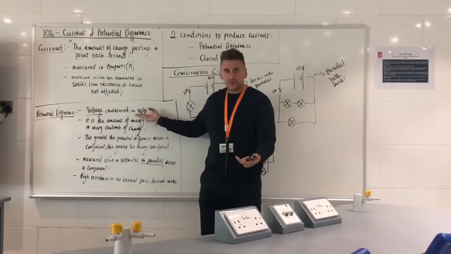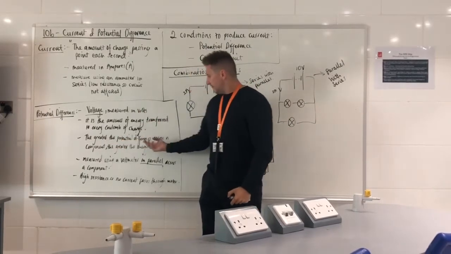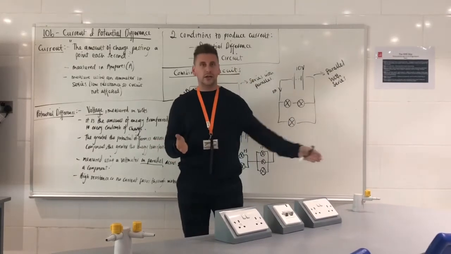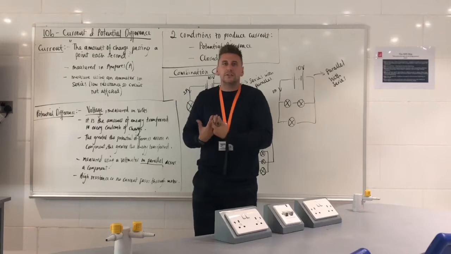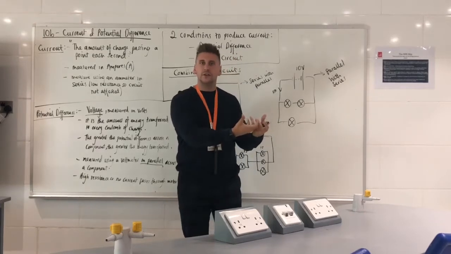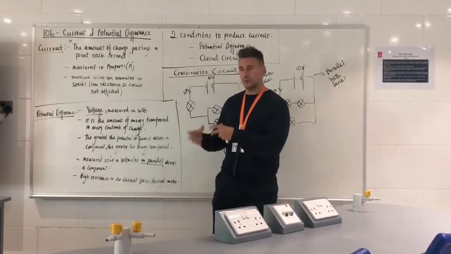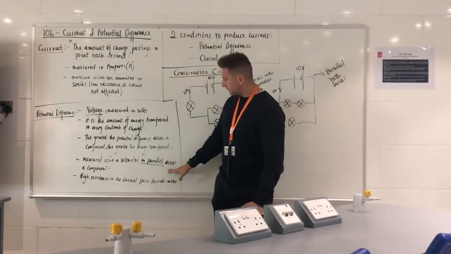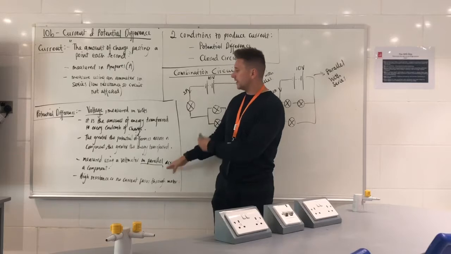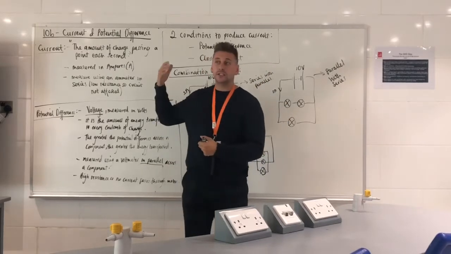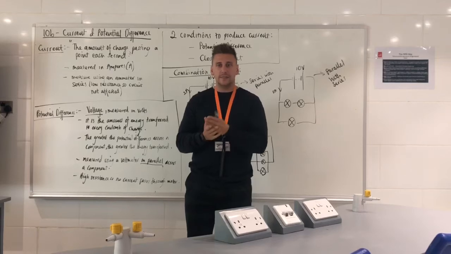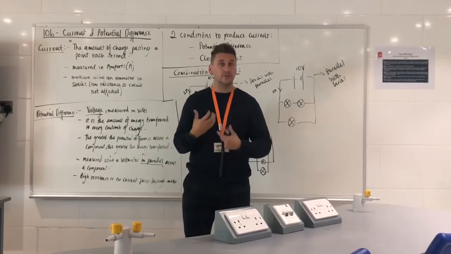It's measured in volts, which is nice and easy. The greater the potential difference across a component, the greater the energy transferred, because we've said potential difference is essentially a measure of energy transfer, but per charge as well, which we'll look at in the future. Measured using a voltmeter in parallel across a component. So it's the opposite of an ammeter. Ammeter goes in series in the circuit, and it has a very low resistance so that it doesn't affect it.